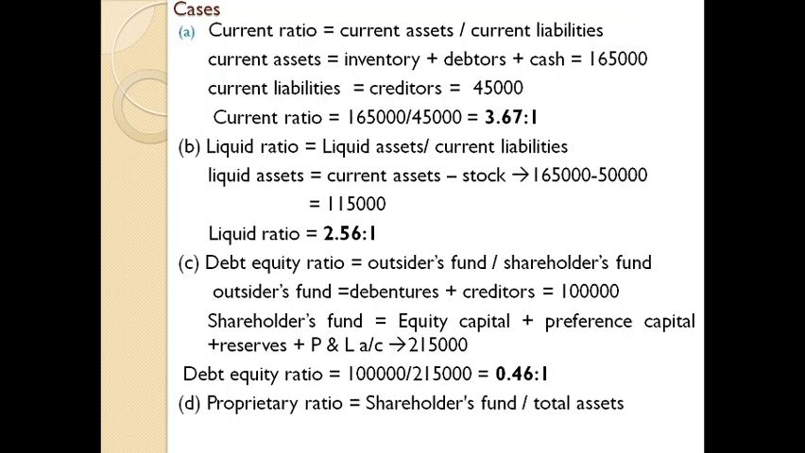Next one, proprietary ratio. The equation is shareholders fund divided by total assets. We already computed the amount of shareholders fund, that is 2,15,000, and the total assets is the total of the asset side of the balance sheet. And we know the total asset side is 3,15,000. So 2,15,000 divided by total assets, that is 3,15,000, you will get 0.68:1.